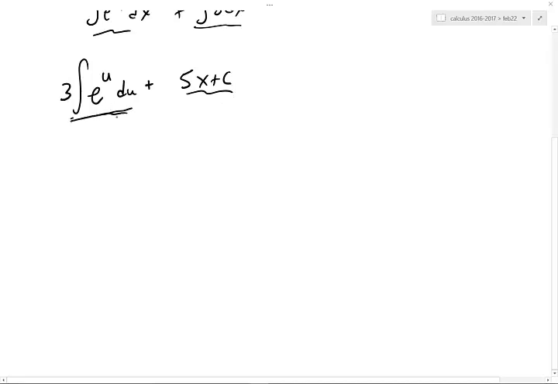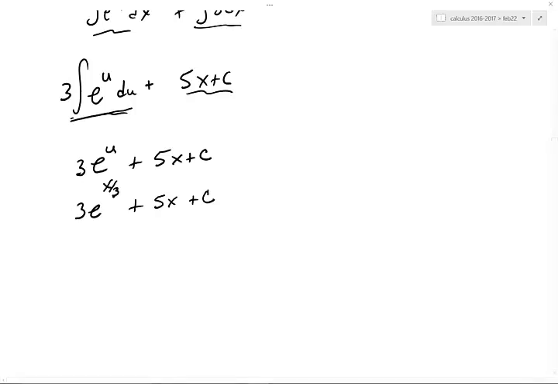What is the antiderivative of e to the x? E to the x. I know! Why? Because it's its own derivative. It's going to be its own integral too, isn't it? Right? So it's going to be e to the u. And of course, you're not going to turn it in like this because that looks stupid. I'm going to resubstitute. So it's 3e to the x over 3, plus 5x, plus whatever my constant was. That working for you? Is that okay for you?